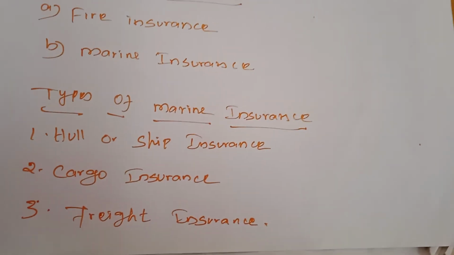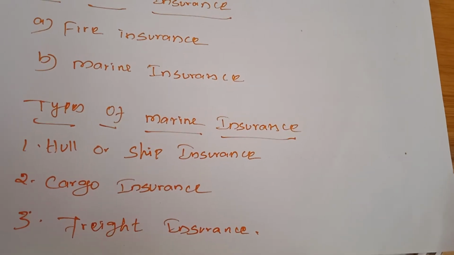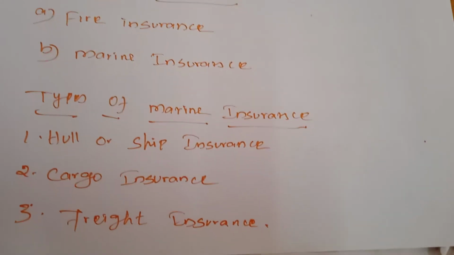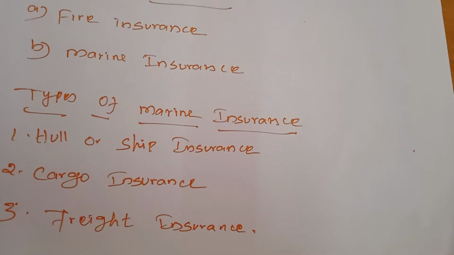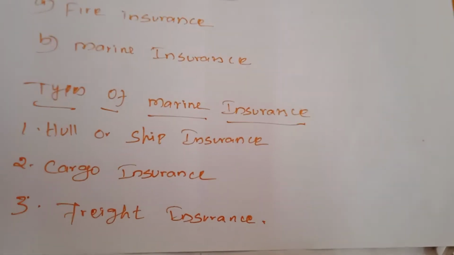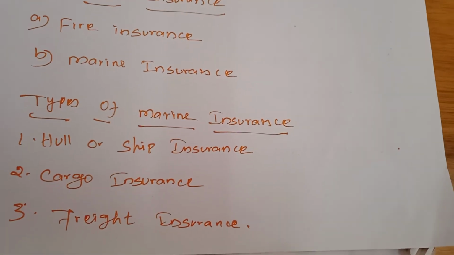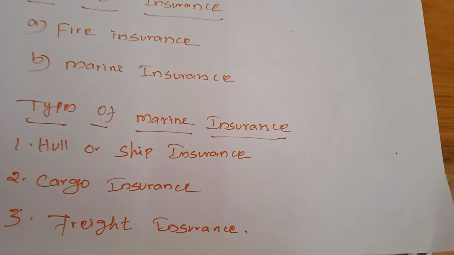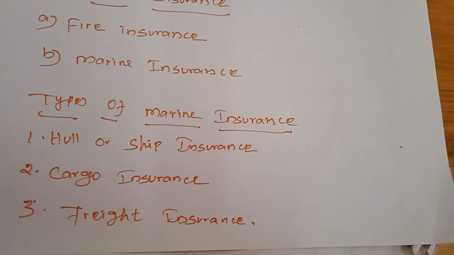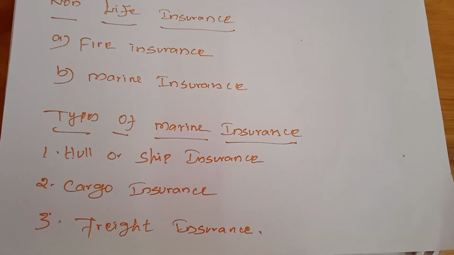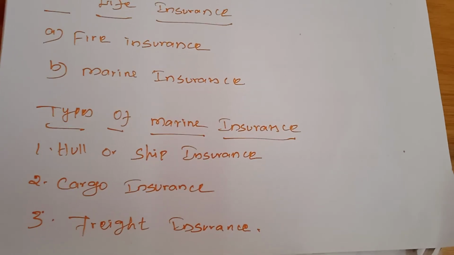The exporter and the importer also use the cargo, but while goods are moving from import or export, the freight may be lost by the exporter or the importer. So whenever the freight is going to be lost, the insurance company will compensate for the freight. So it is called freight insurance. A contract of marine insurance covers the ship, the cargo and the freight also.